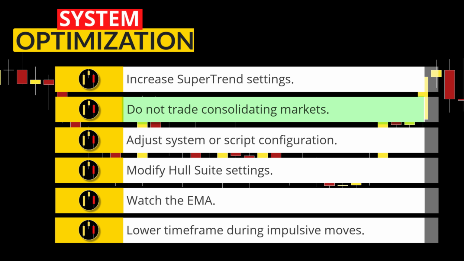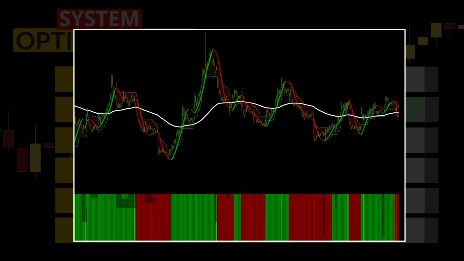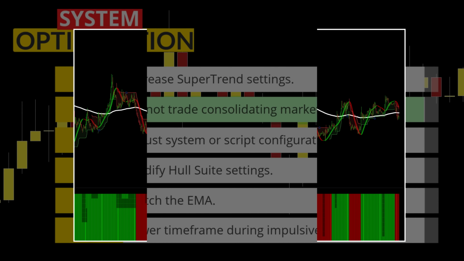Next, as I alluded to earlier, trend following systems do not perform well in consolidating markets. Those people who turn on a bot and let it go without a consolidation hedge like a grid trading bot are doomed. When you see the instrument just whipsawing, find another chart.